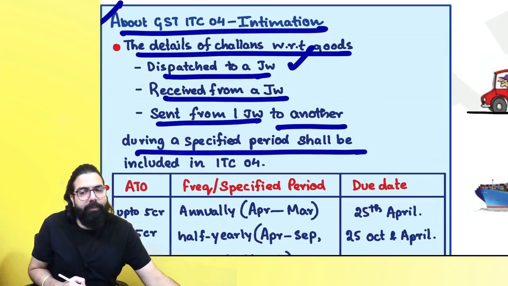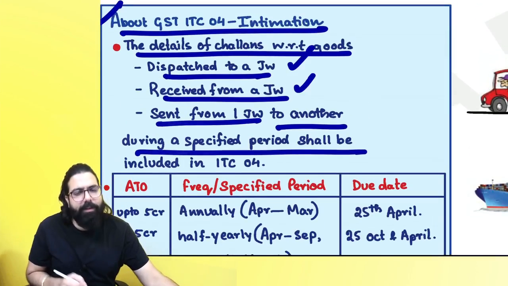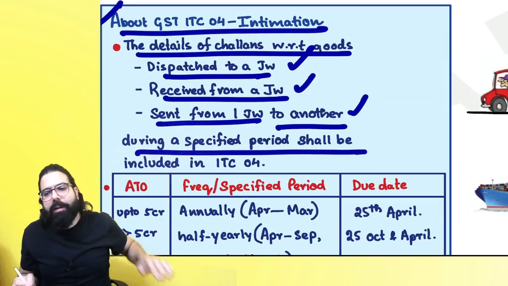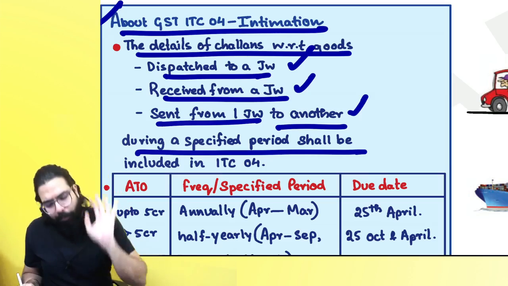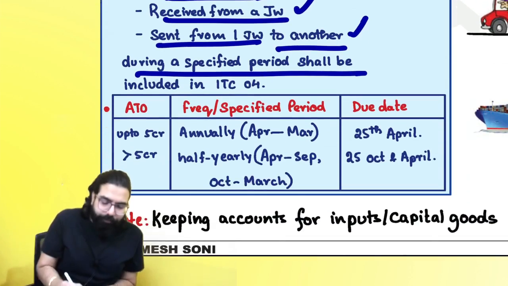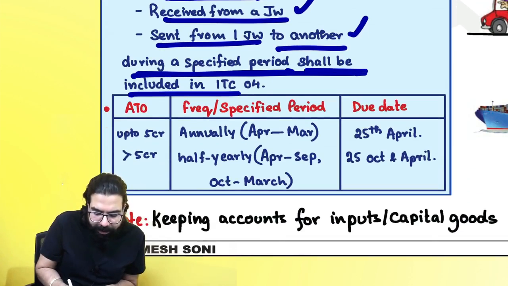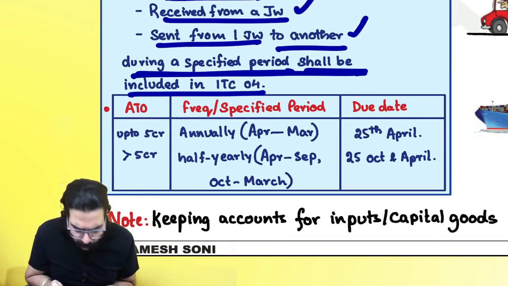Which are the goods I have sent for job work? Which are the goods I have received from the job worker? From one job worker to another job worker, which are the goods I have sent? All the details you will have to provide. And sir, from one job worker to another job worker during a specified period, all the details have to be provided in GST ITC 04.